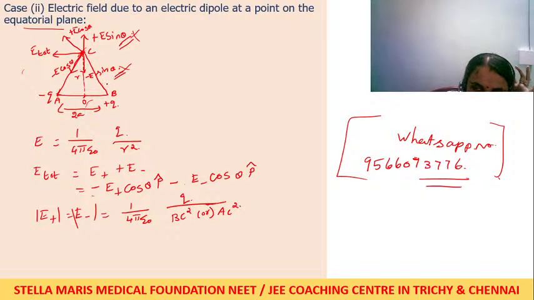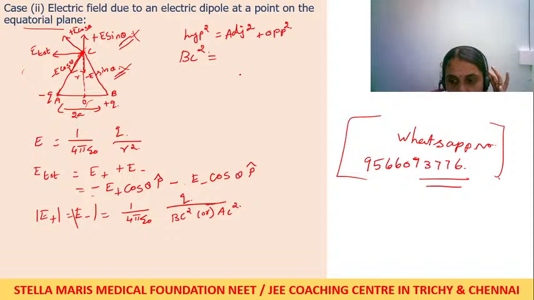So if we take the BC squared, this is the hypotenuse side. So hypotenuse squared is equal to adjacent squared plus opposite squared. Did you learn this formula? So what is the adjacent squared here? The adjacent value is OA, which is A squared. The opposite side here is R squared. Okay, so the BC squared will be equal to A squared plus R squared.